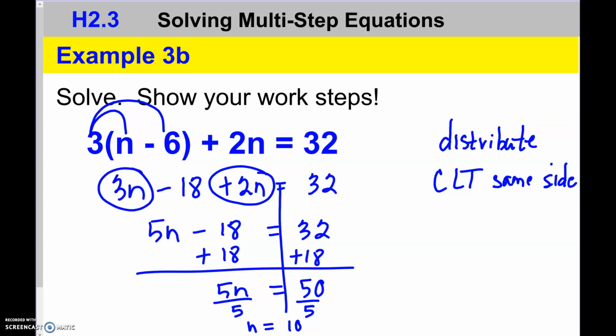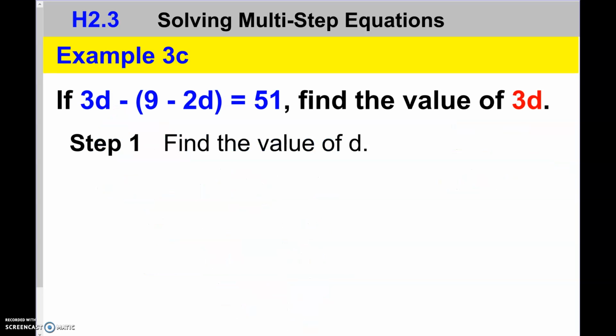All right, I think we're at the end and we're ready for some, oh no, one more kind of problem here. I almost forgot about this one. All right, so find the value of 3d. So step 1, we need to first know what d is. Once we know what d is, we can substitute that value in here and multiply the two numbers together. But first, we need to know what d is. So we're going to take this and we're going to solve.